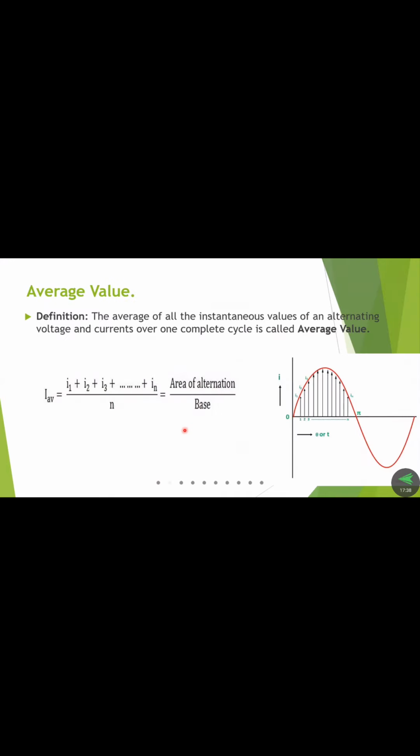So these two are mostly repeated in examinations as definitions: define RMS value or average value. Right? There we have some related problems also, so those things will be discussed in the next class.